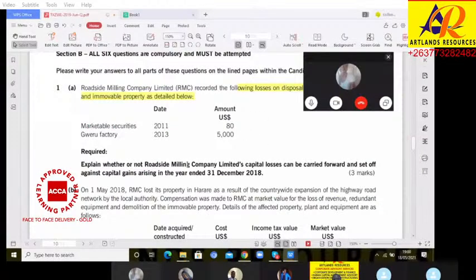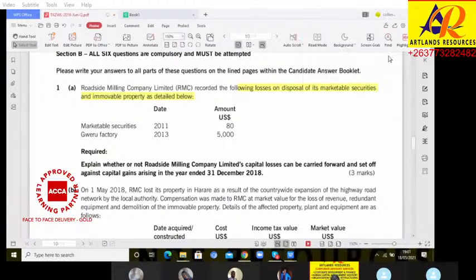Explain whether or not Roadside Milling Company's capital losses can be carried forward or set off against capital gains for the year ended 31 December 2018. Now, when you are answering such a question, I told you that when you are given 3 marks, don't just say 3 points are enough. Write at least 4 or 5 points.